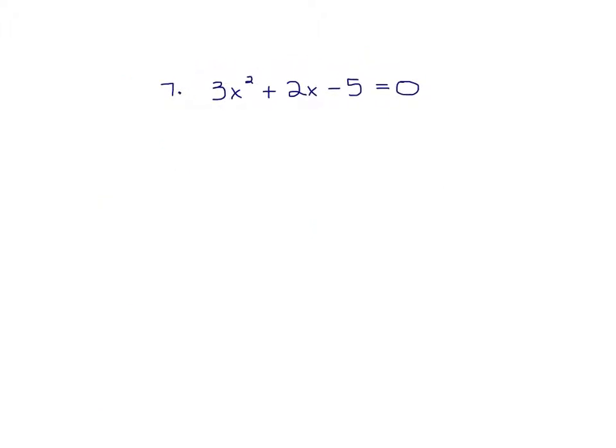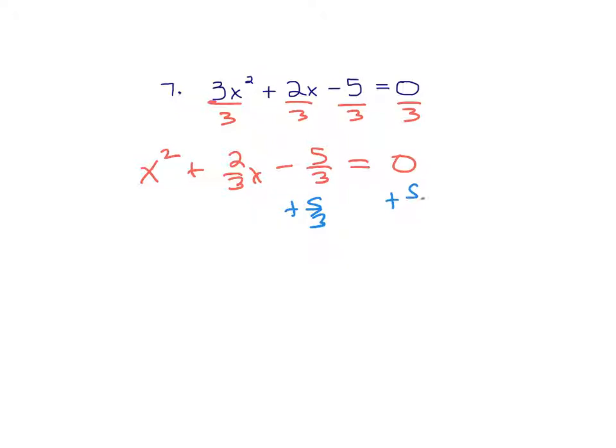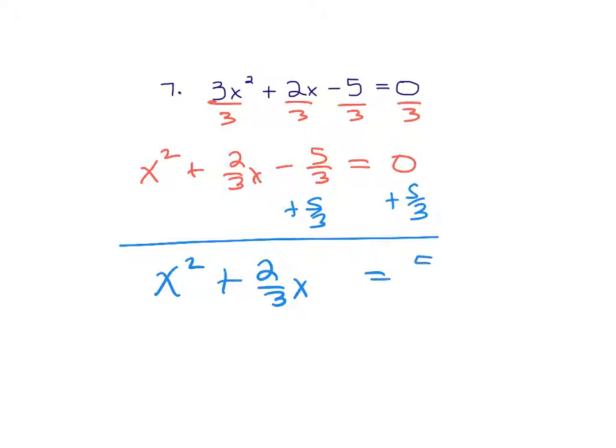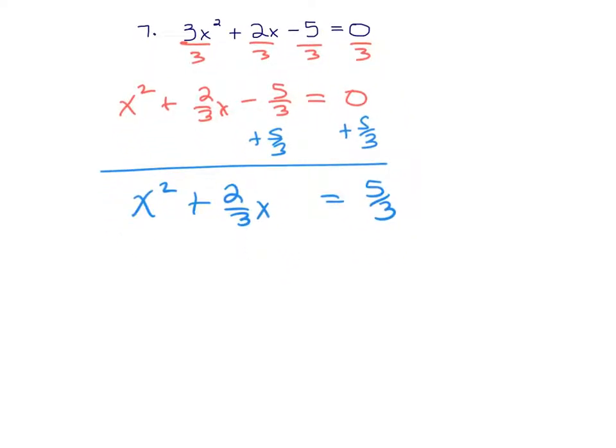All right, again, I've got a number in front of x squared, so I need to divide everything by 3. So I get x squared plus 2/3 x minus 5/3 equals 0. Step 2, move the constant. So I'm going to add 5/3 to both sides. Next step, take the b term, divide it by 2. So 2/3 times 1/2, dividing by 2 is like multiplying by a half. So then here, I just get 1/3. And again, I square the 1/3.